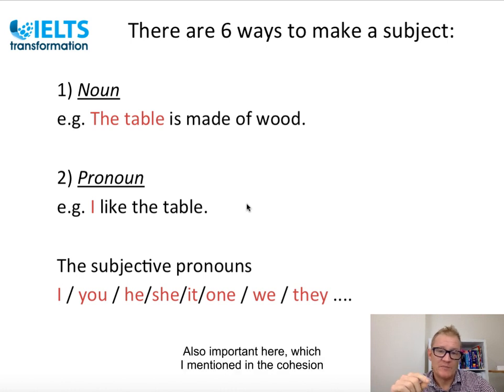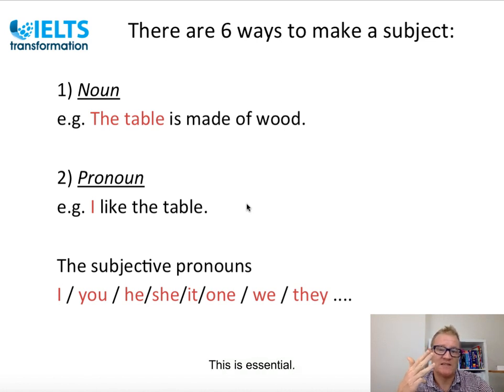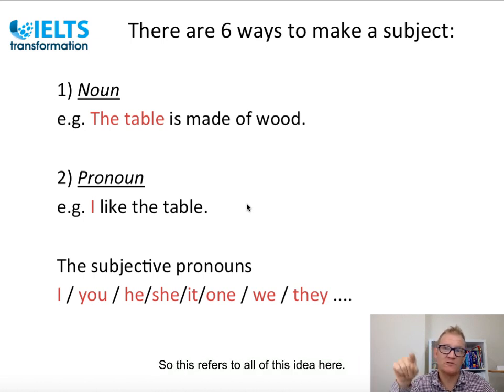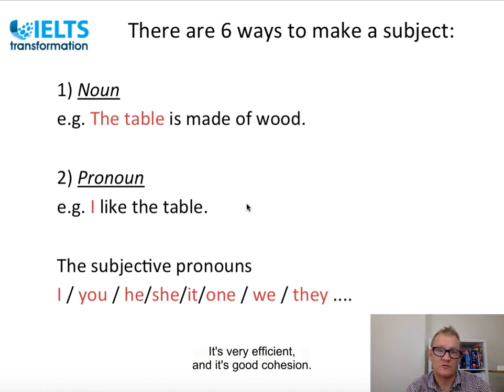Also important here, which I mentioned in the cohesion lesson, is using this and that and these and those. This is essential. You must use them for a 7 or higher, but we like them. They refer back to ideas before. Blah, blah, blah. This means that. So this refers to all of this idea here. It's very efficient and it's good cohesion.